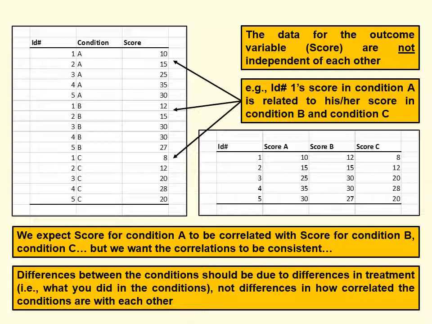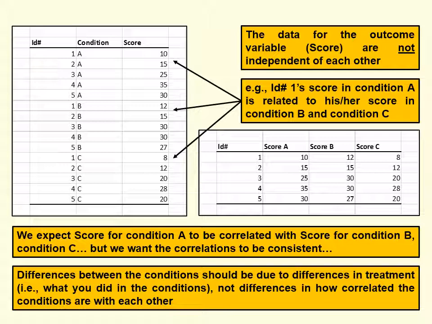It would be a problem if, for some reason, scores in condition A and B were much more correlated than scores between condition B and condition C. It would be a problem if the scores between A and C were very highly correlated, but the scores of A and B were not very highly correlated. The problem being that it would be harder to interpret differences across those different conditions as reflective of differences of treatment. Those differences could be influenced in part by how correlated or uncorrelated the different conditions are.